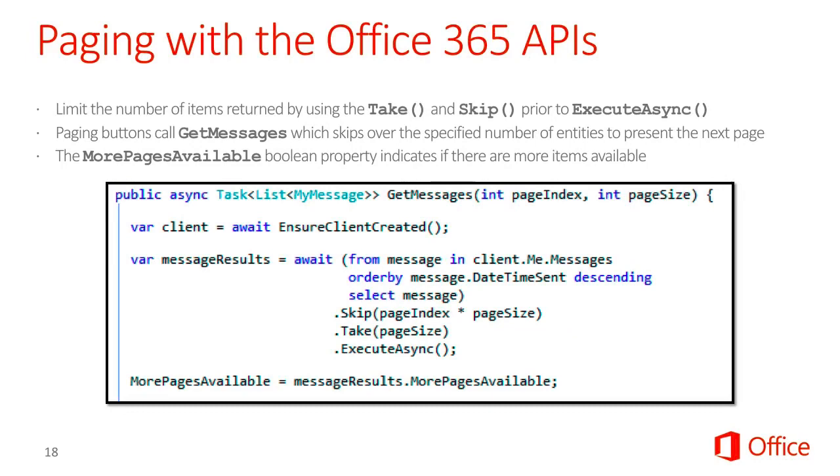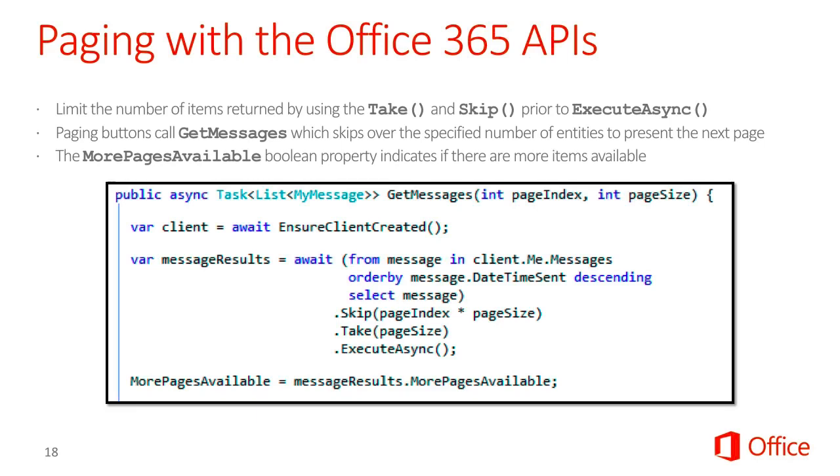Now what you see here, I want you to take note of how the query is being written. What I'm going to use is the skip and the take methods to jump to a specific page and then grab a page of data. But what's important is that I use skip and take before I call execute async. The reason for this is that if I call it this way, the skipping to a specific page of data and then taking a page of data back is going to cause all the paging to occur server side on the Office 365 servers.